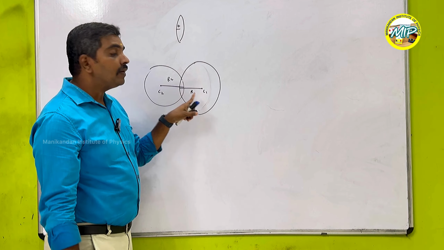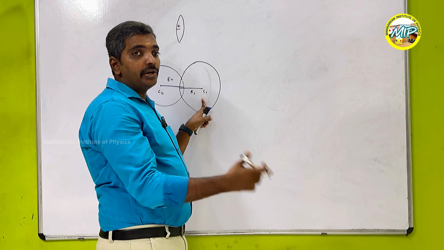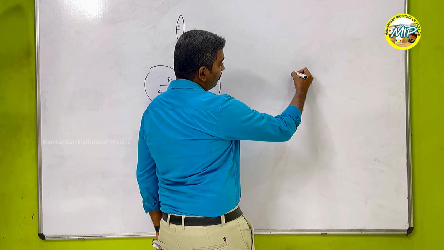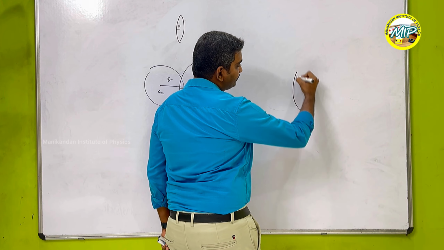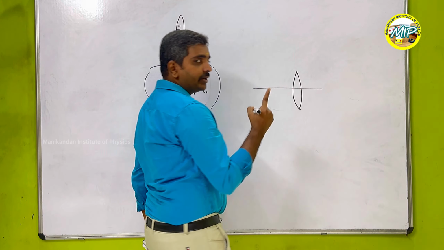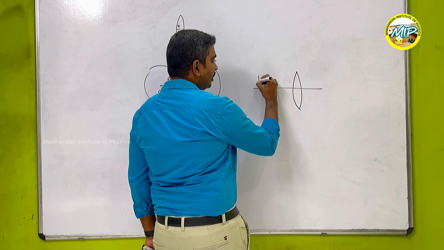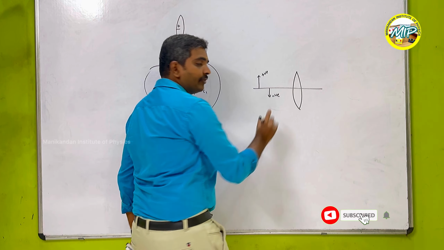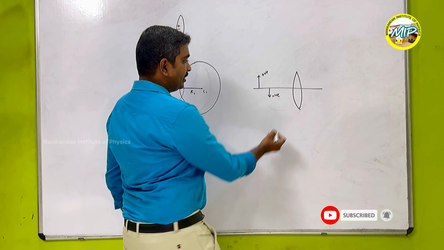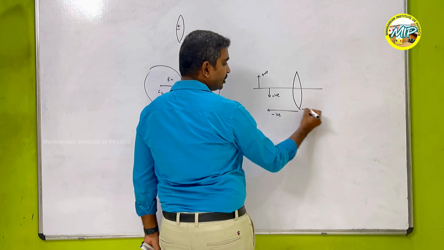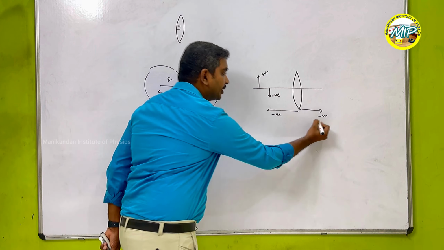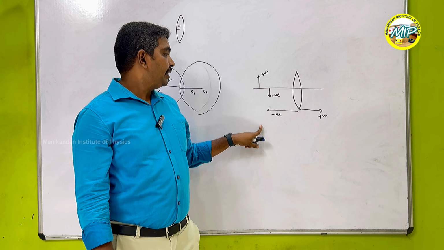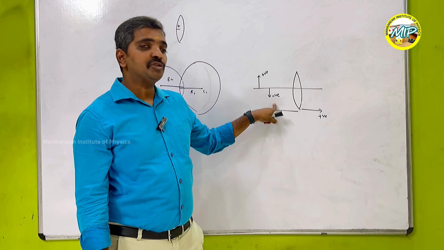My R1 is always positive because it is on the right hand side of the lens according to the Cartesian sign convention. So what is meant by the Cartesian sign convention? If I take my lens or mirror here, listen carefully. Distance above the principal axis is positive, and below the principal axis is negative. The distance on the right side of the lens is positive, and on the left side of the lens is negative.